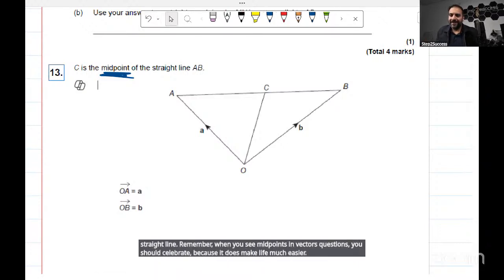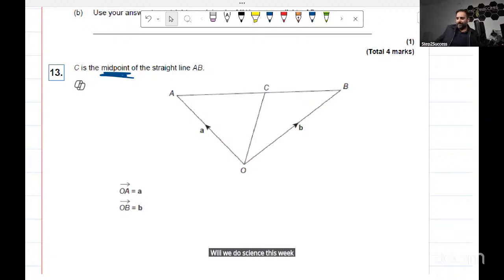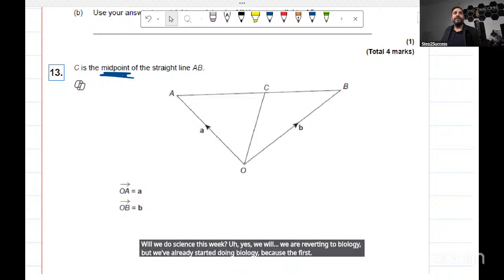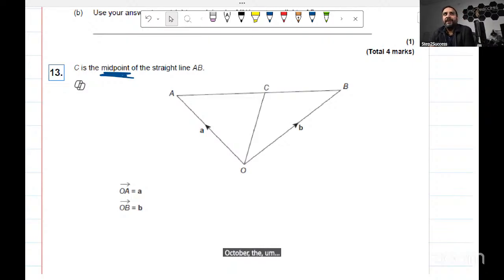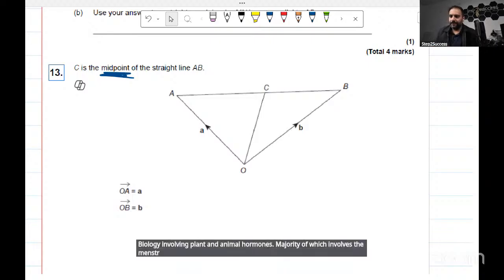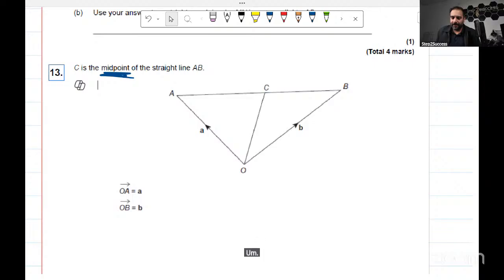The ratios are harder. Will we do science this week? Yes, we will. We are reverting to biology, but we've already started doing biology because it's the 1st October. The people in year 11 will be doing biology involving plant and animal hormones, majority of which involves the menstrual cycle. It's a big topic.